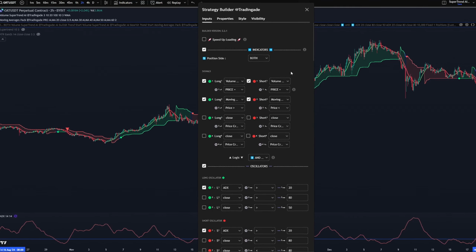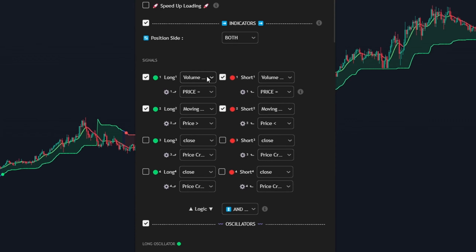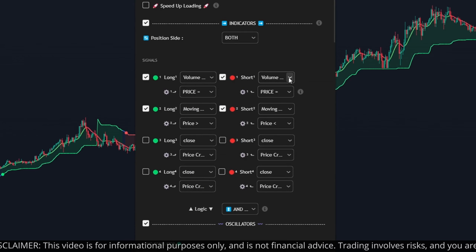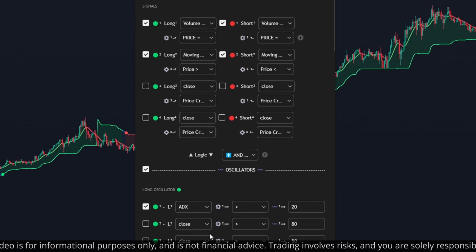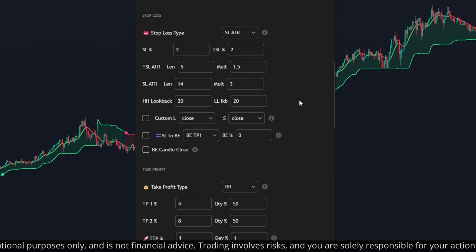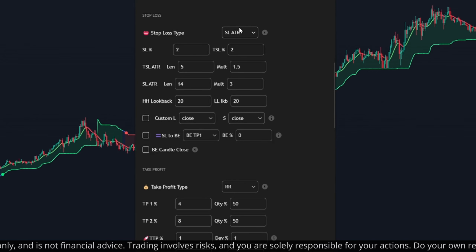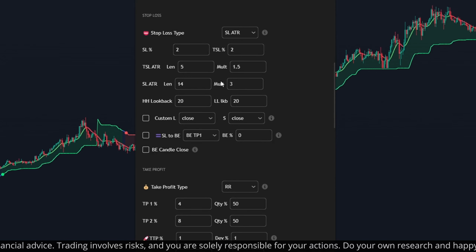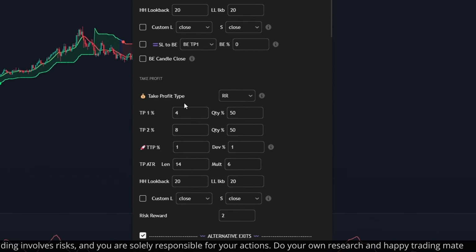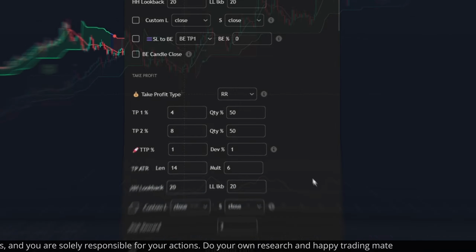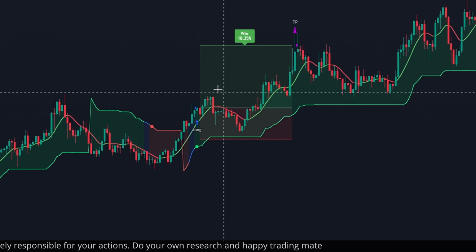As you can see, we have the main entries here from the Volume SuperTrend for both long and short. Here we have our trend confirmation, here the volume confirmation, and down here the stop loss based on the ATR with a length of 14 and a multiplier of 3, while the take profit is a risk reward of 2. As you can see, here we have a clear long position.